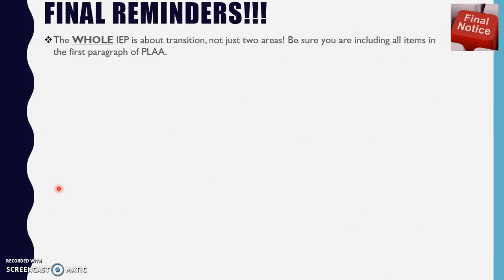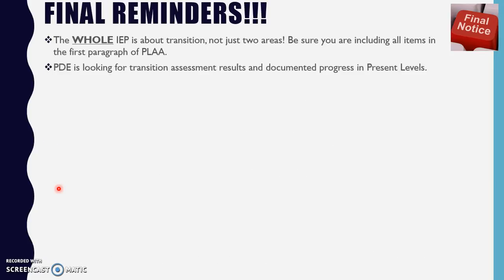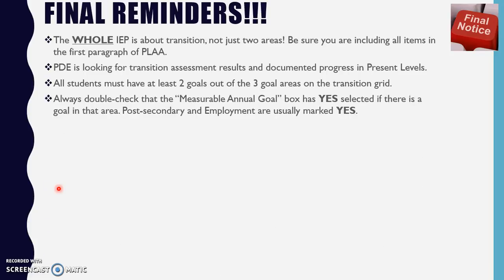Okay, here's our final reminders. The whole IEP is about transition, not just those two areas. Be sure you include all of the items in the first paragraph of your present levels. There's a reminder from the December PD. PDE is looking for transition assessment results and documented progress in the present levels. All students must have at least 2 goals out of the 3 goal areas on the transition grid.